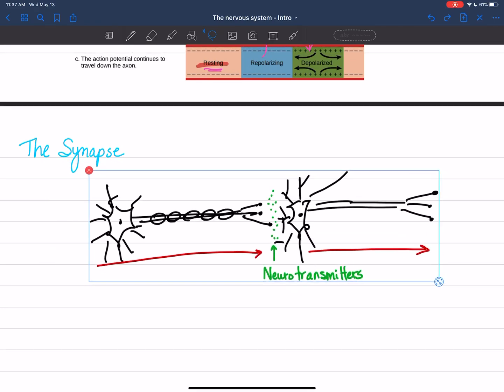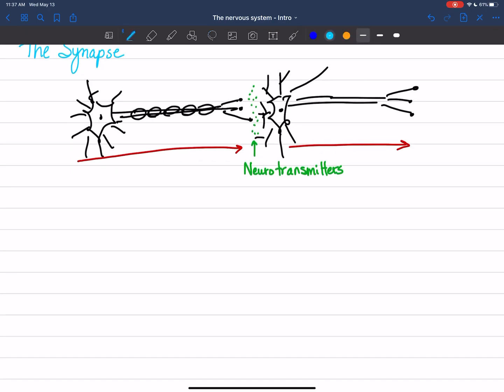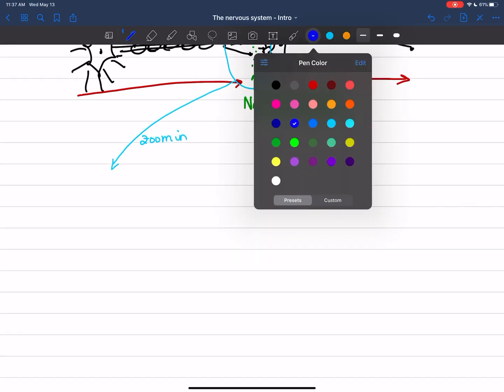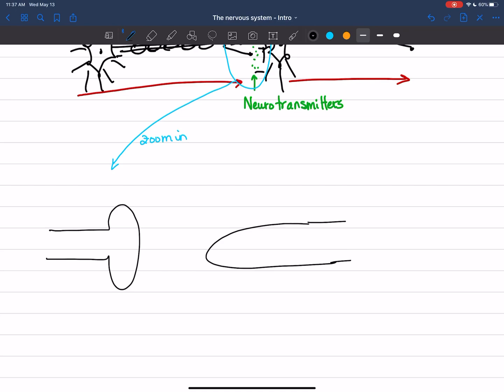So this is the synapse, and this is the area right here that I want to zoom in. What we're going to see here is the synaptic knob of one neuron and then the dendrite of the next. Here we're going to have some mitochondria because I'm going to need some energy.